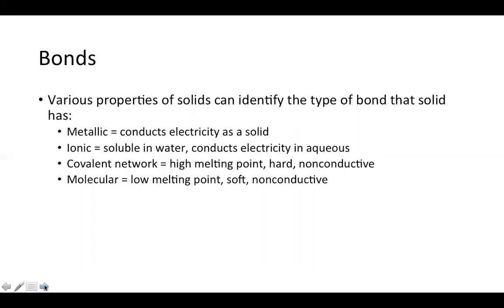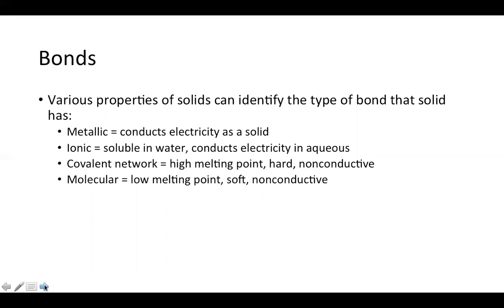All right, so that was alloys. The next topic we're going to look at is bonds and different types of bonds. Based on different properties of solids, you can identify the type of bond that the solid has.